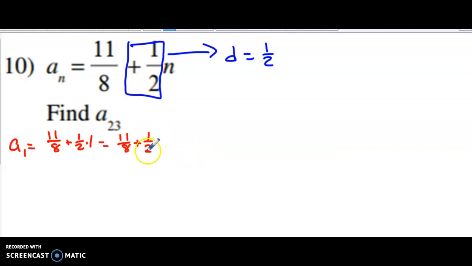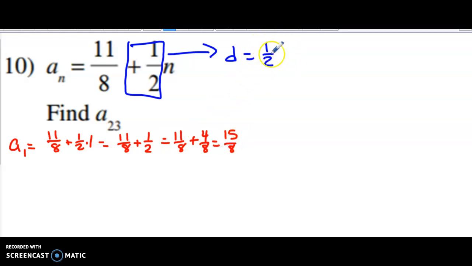So what do I have to multiply 2 by to get 8? That's going to be 4. So this is going to be plus 4/8. And 11 plus 4 gives me 15 over 8.